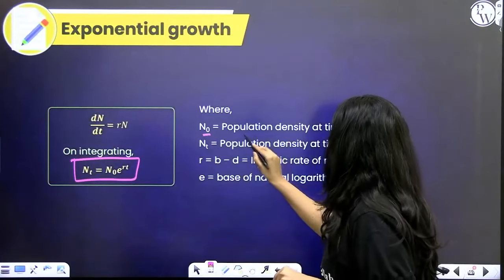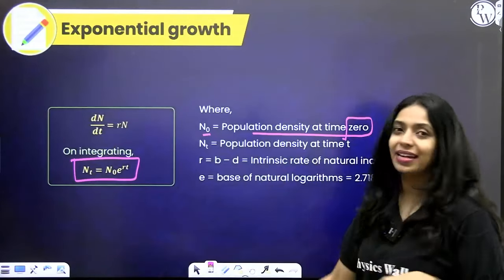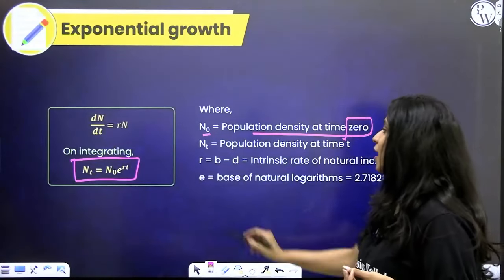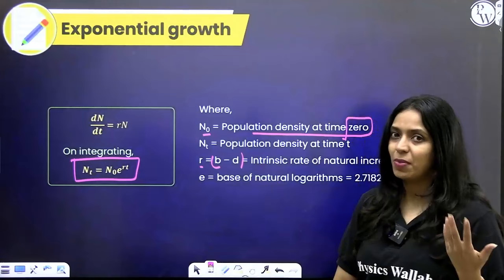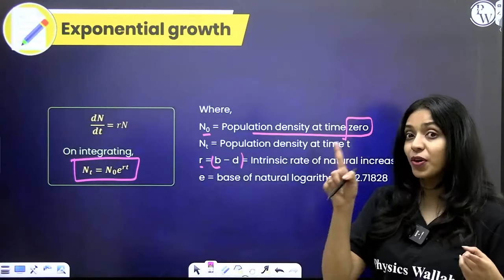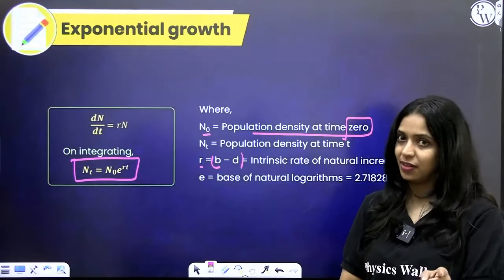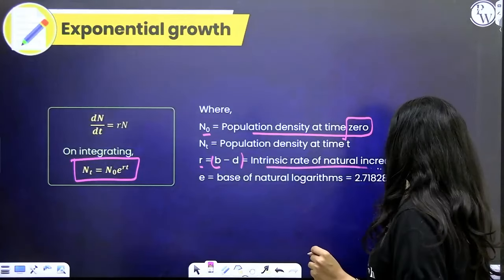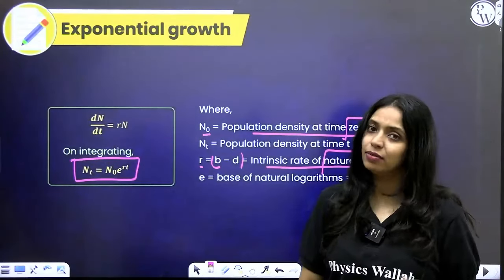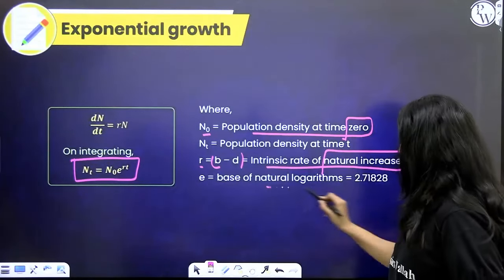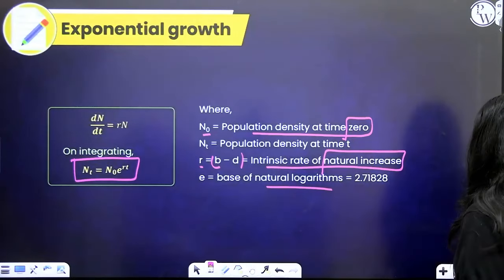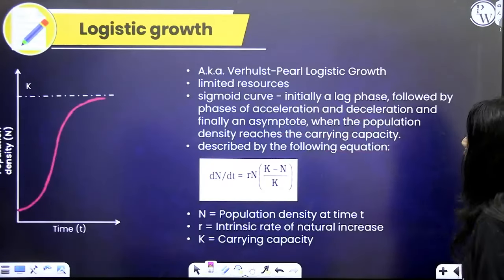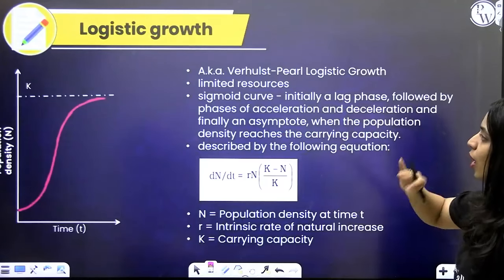N0 is population density at time 0. Nt is population density at time t. r is, I already told you, it's b minus d, birth rate minus death rate. Remember, it's birth rate minus death rate, not births minus deaths, okay? So it is the intrinsic rate of natural increase. e is the base of natural logarithms, which is 2.71828.